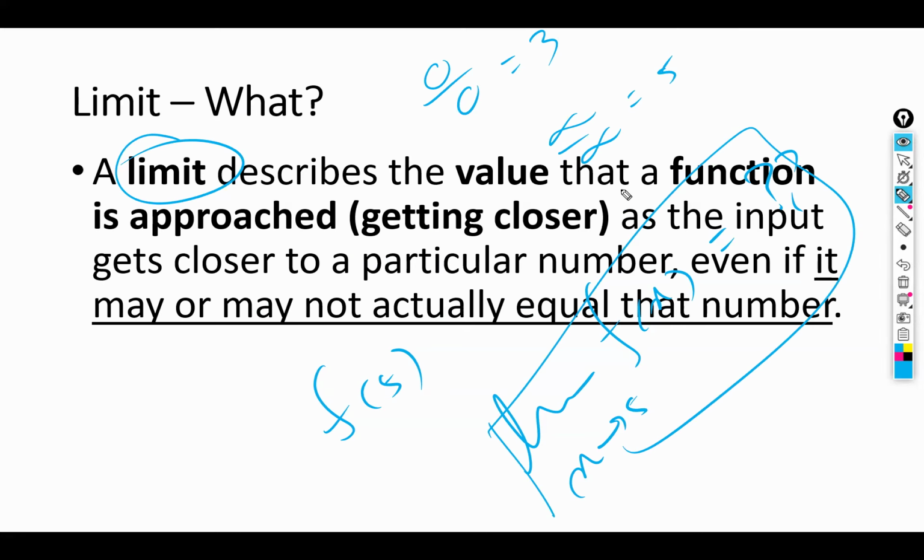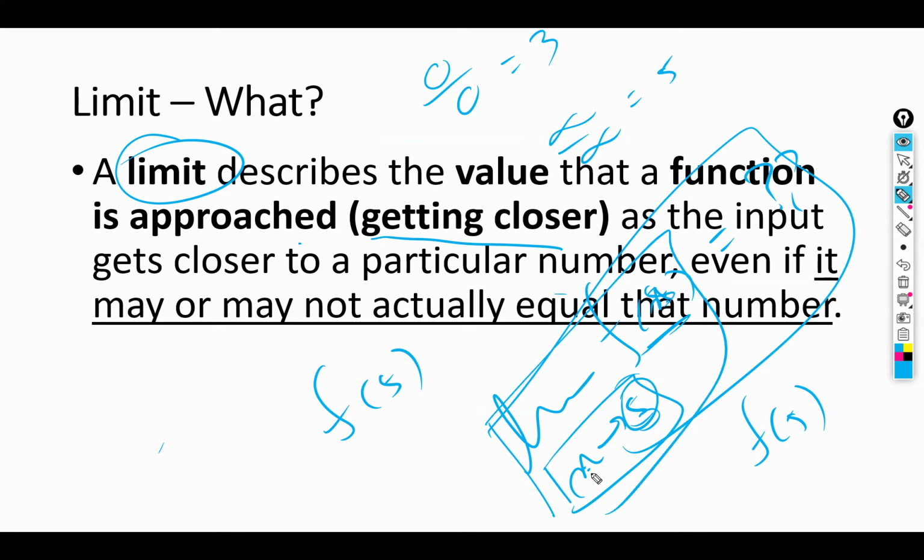A limit describes the value that a function is approaching, getting closer to, as the input gets closer to a particular number. That is called a limit. So when this input is getting closer to this number, what happens to this f(x)? Not f(5). We don't look at f(5). We look at f(x) when x is getting closer to 5. Then we say that this is the limit of f(x) when x reaches 5.